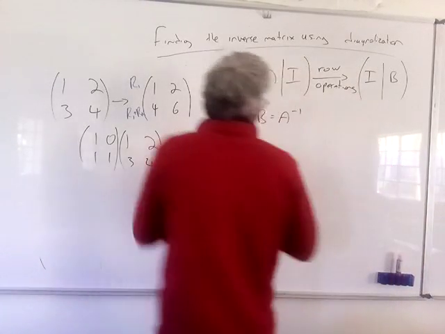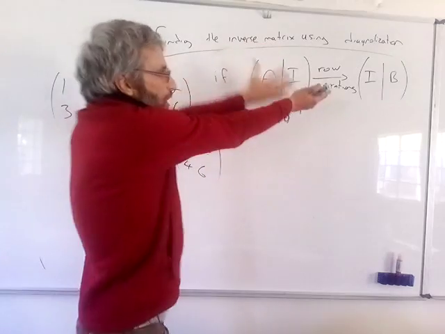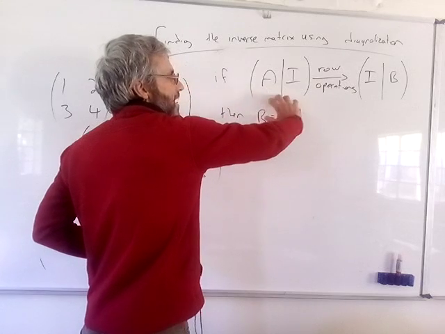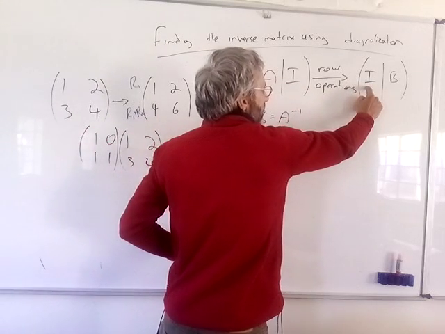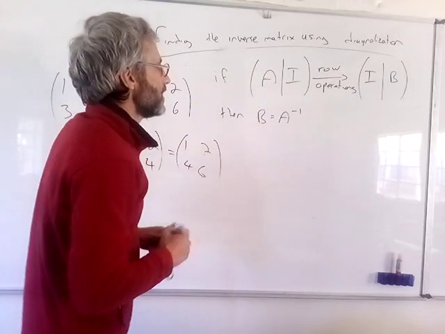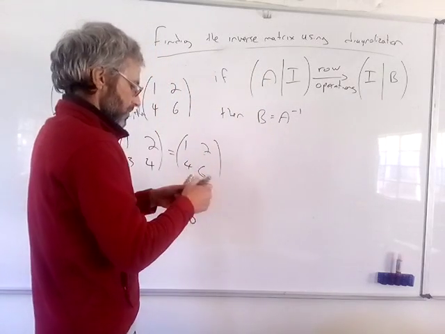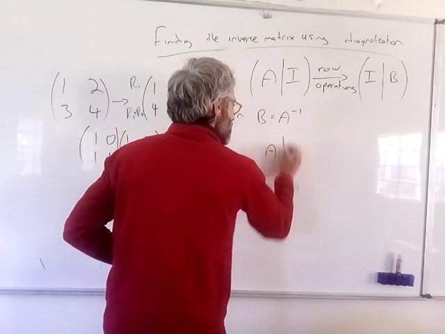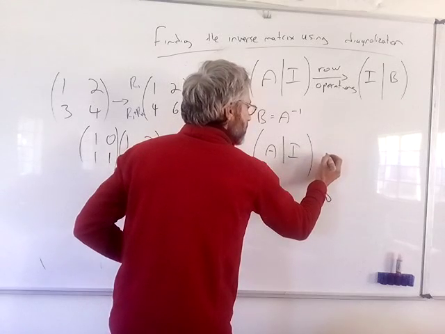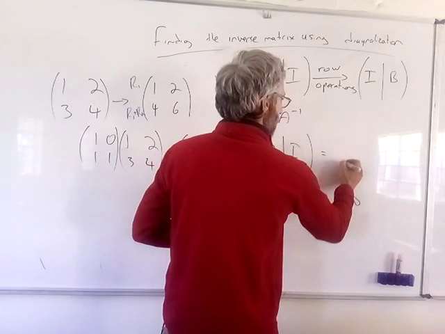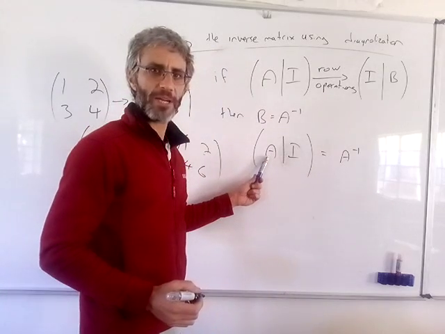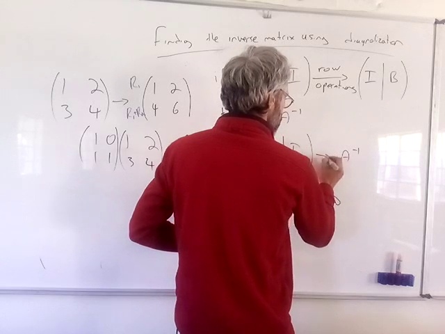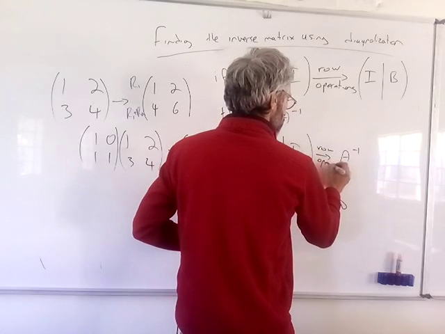Okay? Now, how does that help me? This is the thing I want to prove. I want to prove that if I'm doing row operations on this combined augmented matrix and A becomes I, the identity matrix, then the I becomes B. So let's write that down. A augmented with I. Now, I want this part to become A minus 1, through the row operations.